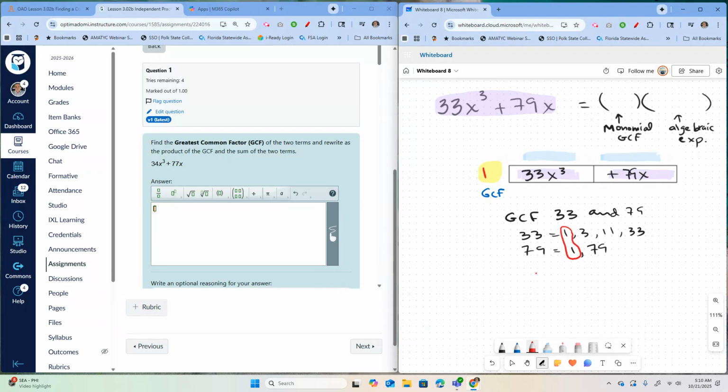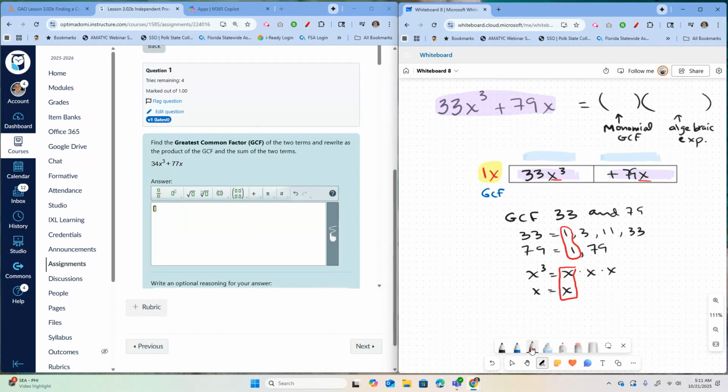The next thing I'm going to do is find the variables in common. You can see I have two x's here, so I'm going to expand each of these. x to the third, I'm going to expand that, so x times x times x, and the other x is only 1x. How many x's do we have in common? You can see we only have in common 1x. So that's what goes there, and that's my GCF.